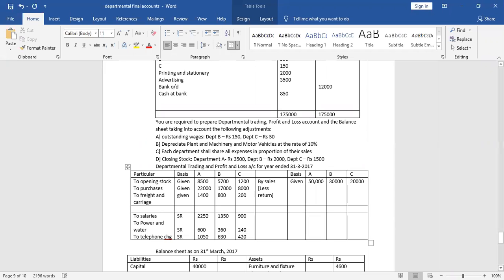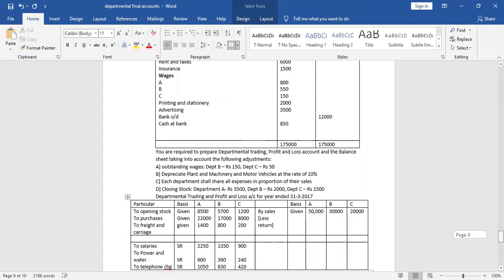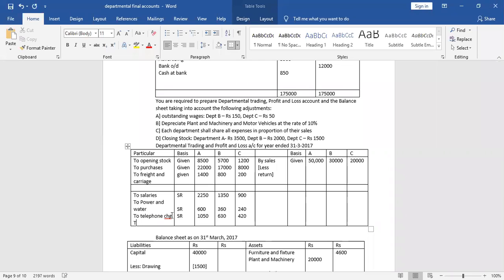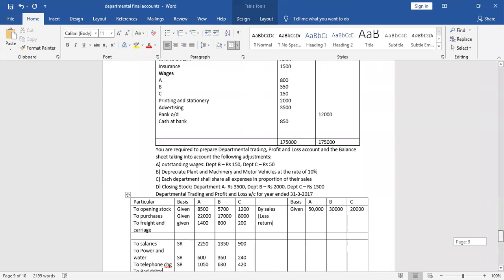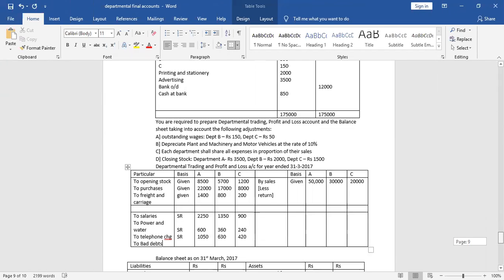So after this, we have bad debts. Bad debts, P&L account, to bad debts. Data का कोई adjustment नहीं है, so now we can do it. What is the amount of bad debts? 750. 750 into 5 upon 10, 750 into 3 upon 10, 750 into 2 upon 10. What are you getting?